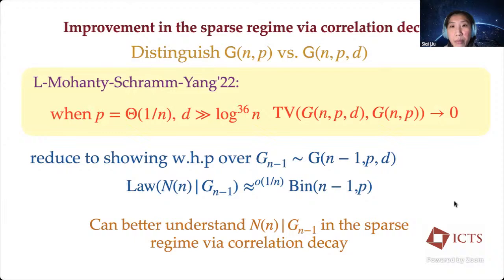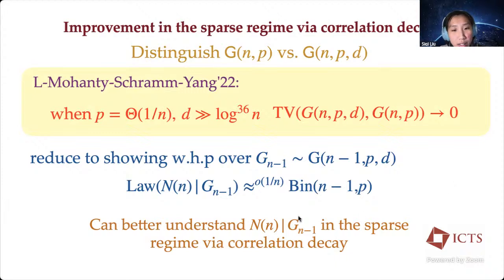So next, I want to spend a little bit of time trying to give you some intuition and a proof sketch of essentially this result in the sparse p case. Any questions so far? Okay, I will continue then.